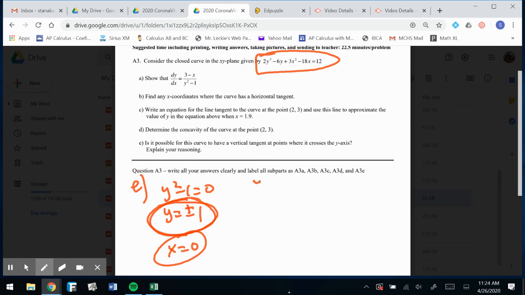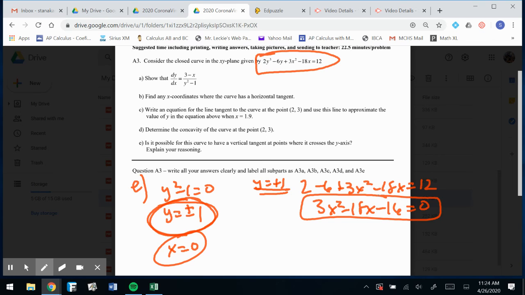Well, let's go ahead with y equals +1, and let's plug that guy in, and we would get 2 minus 6 plus 3x squared minus 18x equals 12. And that gives me 3x squared minus 18x minus 16 equals 0. And you would have to solve that, or notice that, hey, if x is 0, it's not a solution. So x equals 0 is not a solution. So that means there cannot be a vertical tangent in that place.